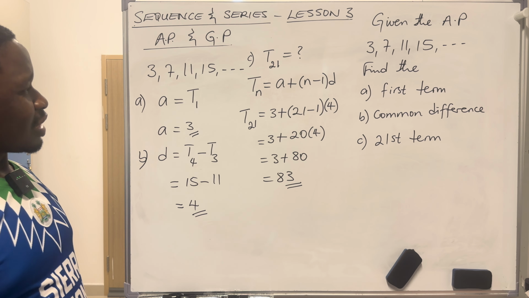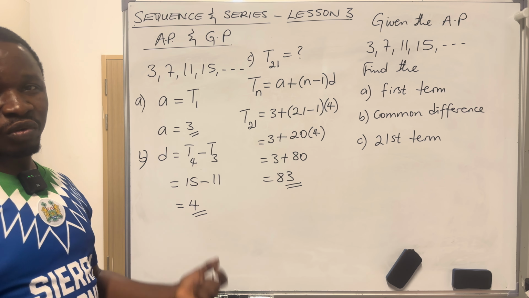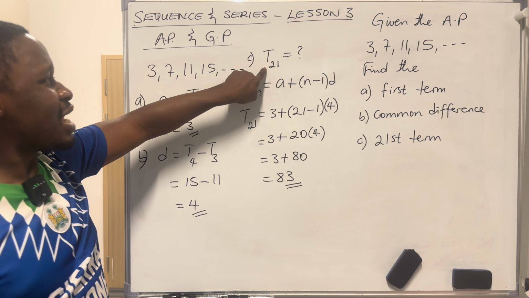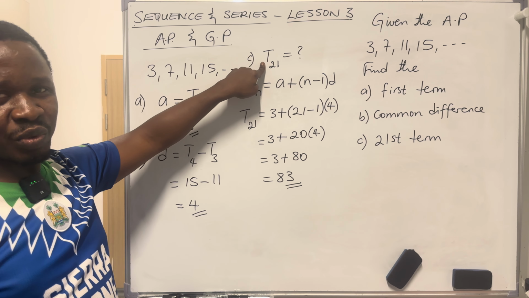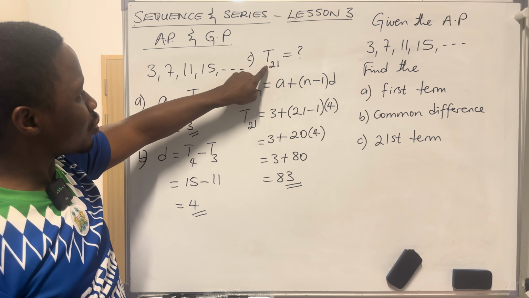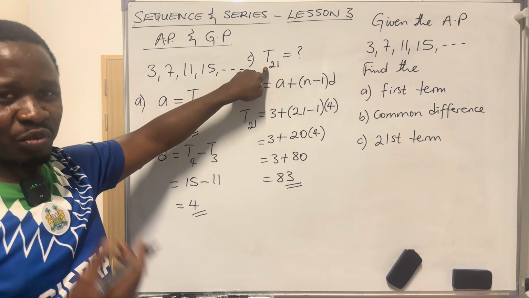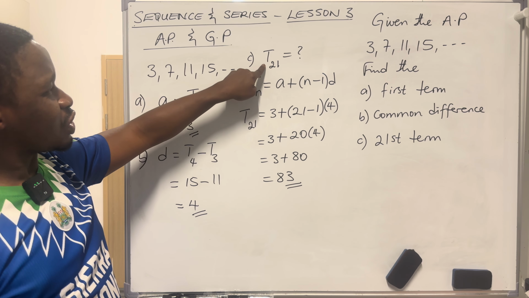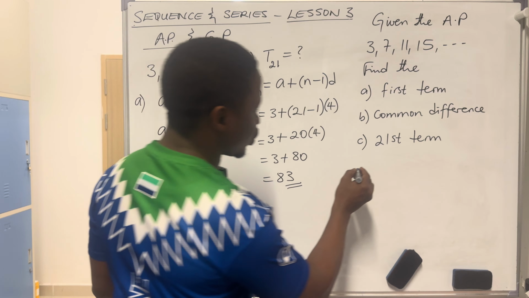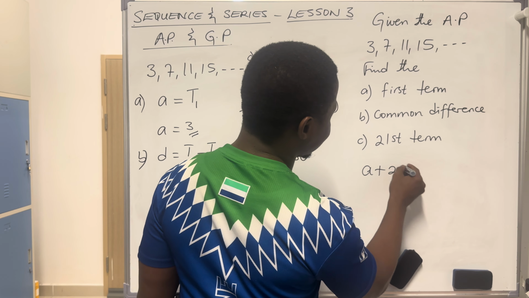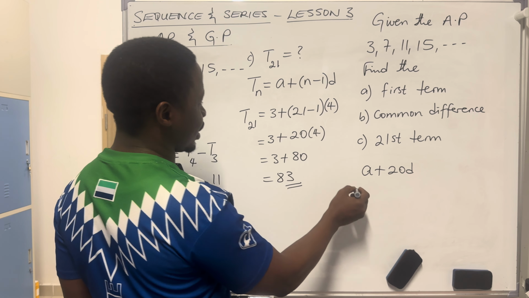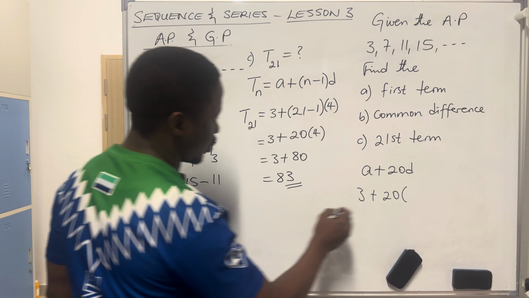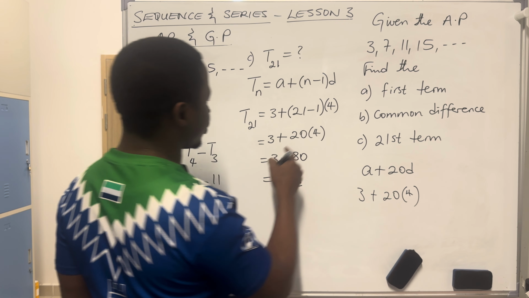But writing the formula could just be a waste of time. So if you want to find the 21st term or any particular term, what is the easy way to do it? What term are we finding? The 21st, which is 21. So you say 21 minus 1. What is 21 minus 1? It's 20. So you say A plus 20D. So A is 3, 20, D is 4. So it will take you to this level.